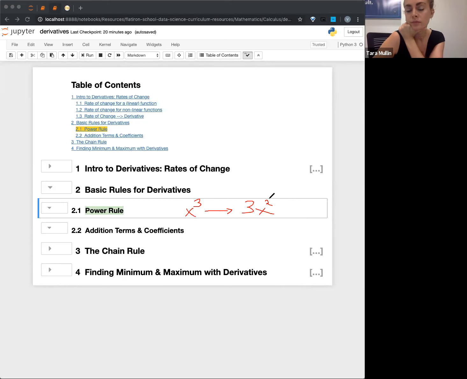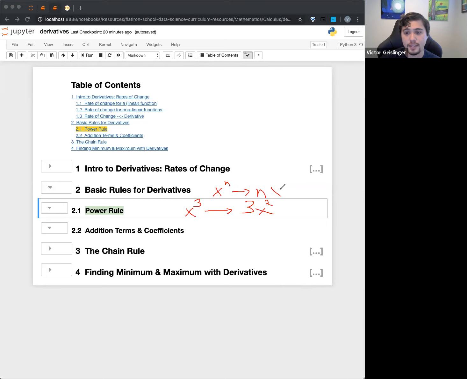So basically you drop down 1 power. The general rule is you have x to the power of n, and taking the derivative will give n times x to the n minus 1. Okay, so that one's pretty turnkey. And this is nice because n doesn't even have to be an integer. n can be any number you want. It can be a fraction, it can be pi, it can be whatever you want.